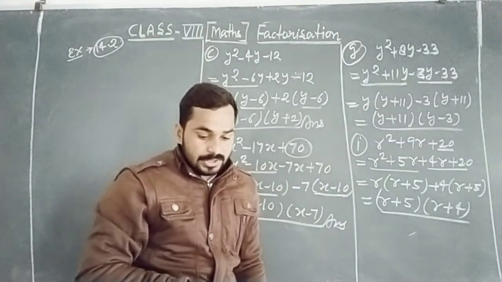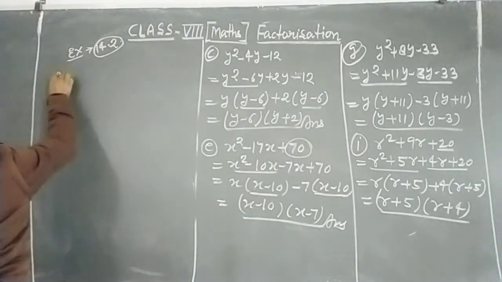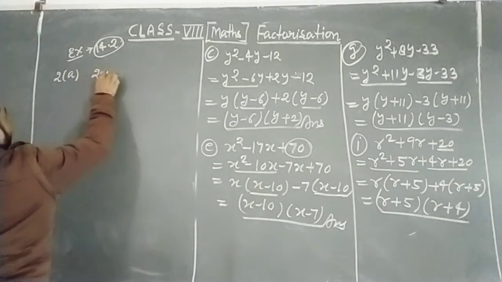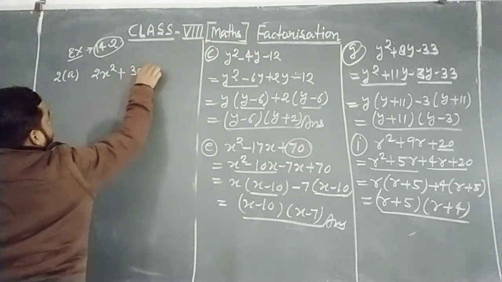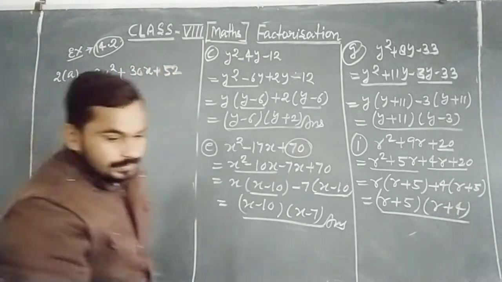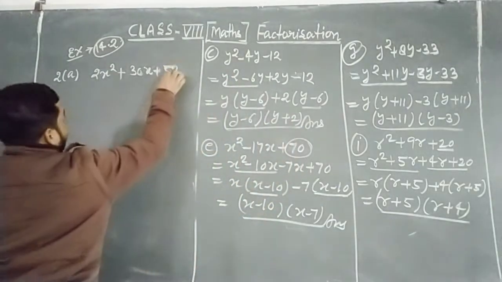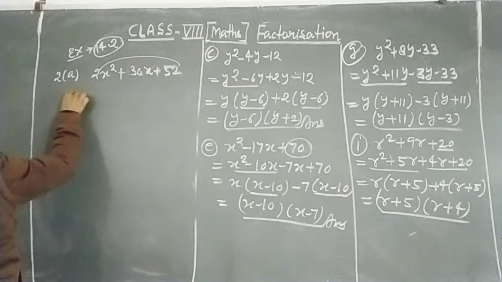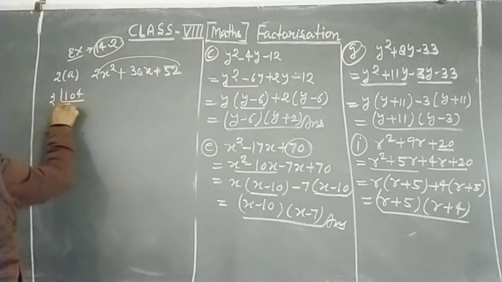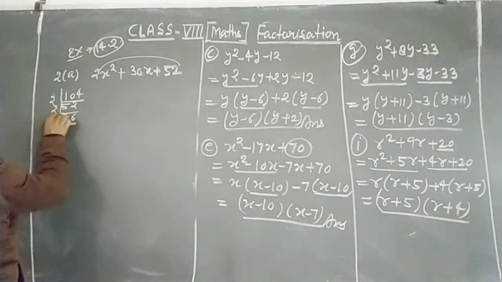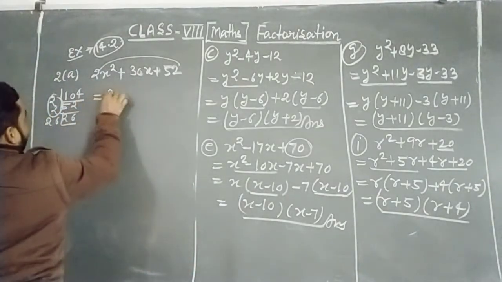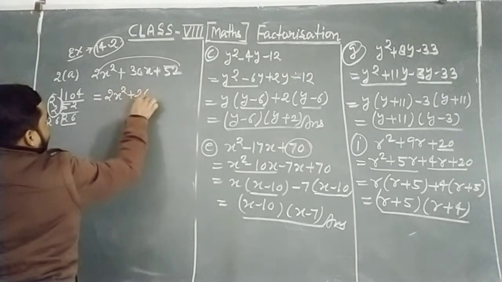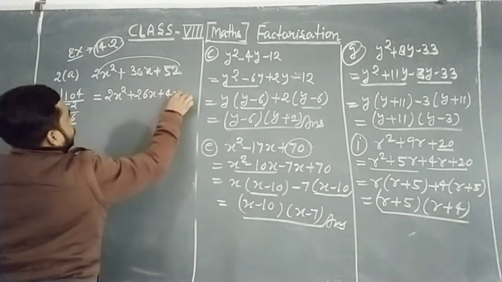So 2x square plus 30x plus 52. Question number 2, part A, 2x square plus 30x plus 52. So factorize 52 times 2, which is 104. Factors of 104: 26 times 4 is 104, and 26 plus 4 is 30. So right here 2x square plus 26x plus 4x plus 52.